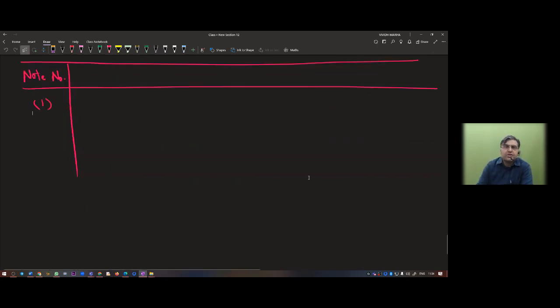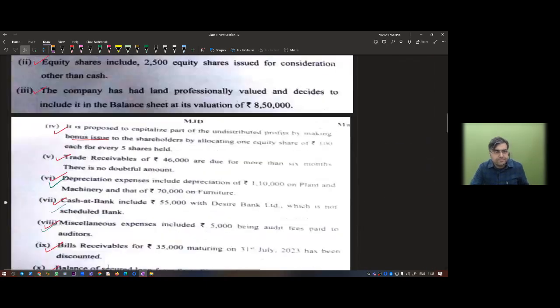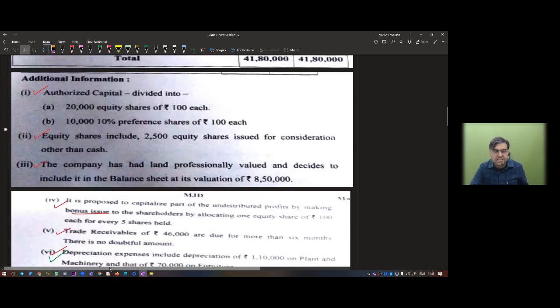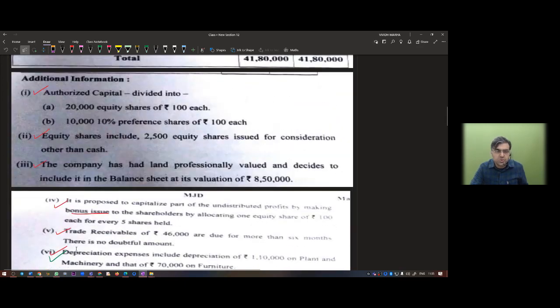I will tell the information regarding share capital. Authorized share capital. Now I will be doing it a little brief for your benefit, saving time. We said equity and preference. We go to the question, note number one: 20 lakhs and 10 lakhs, and in the books, it's less.